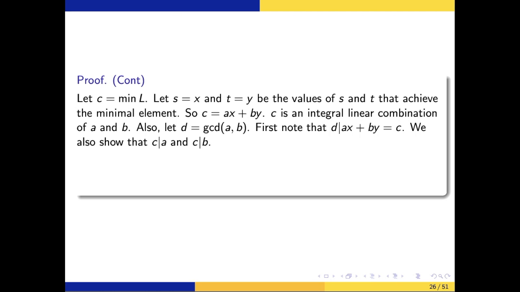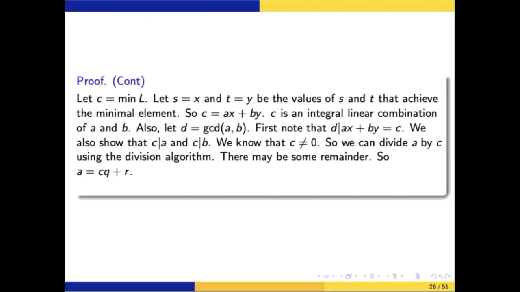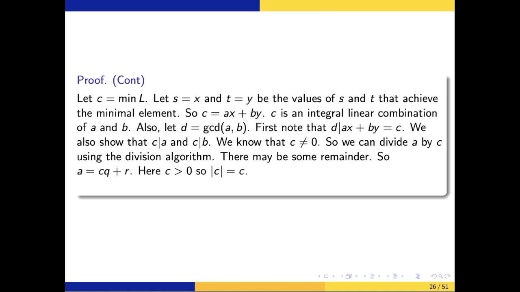Now we also show that C is a common divisor of a and b. We know that C is non-zero, so we can divide a by C using the division algorithm. There may be some remainder. So a equals Cq plus r. Since C is positive, mod C is equal to C, and so r has to satisfy the condition of being non-negative and strictly less than C.